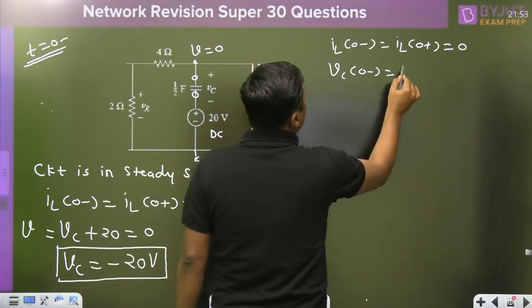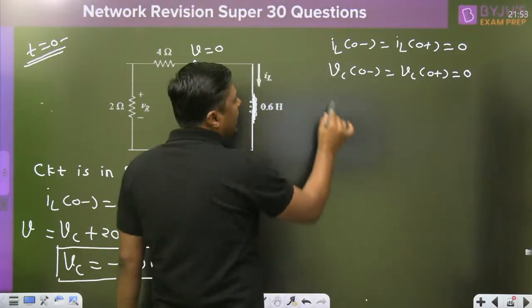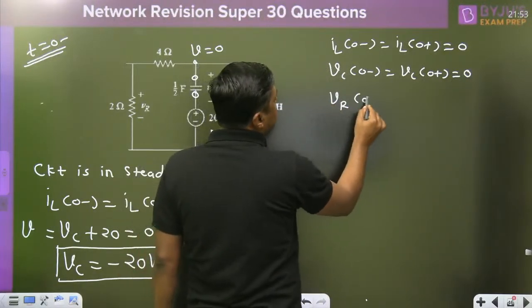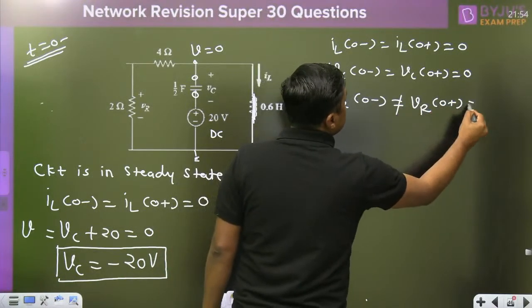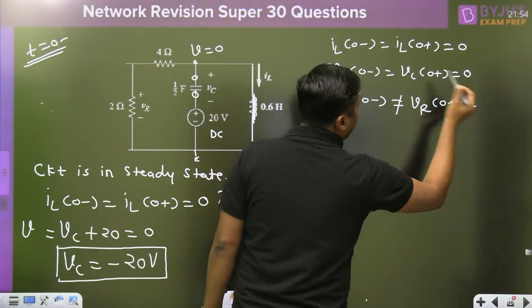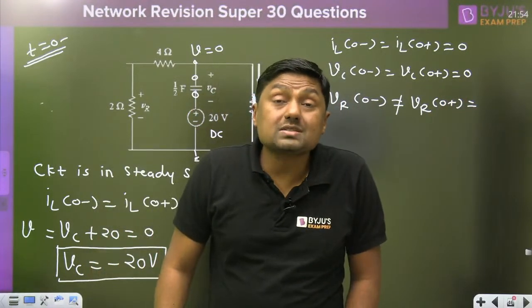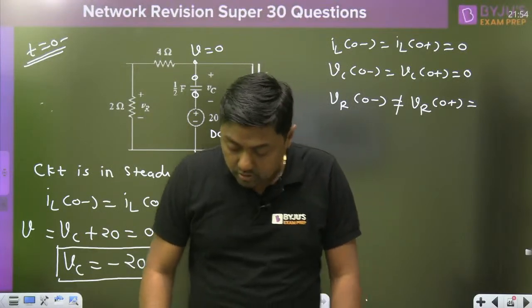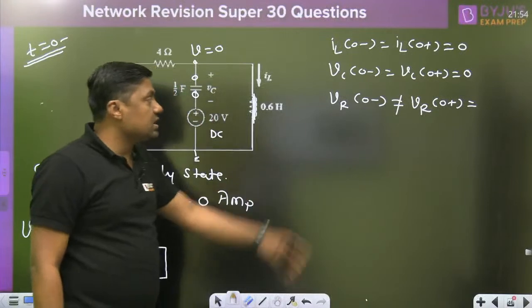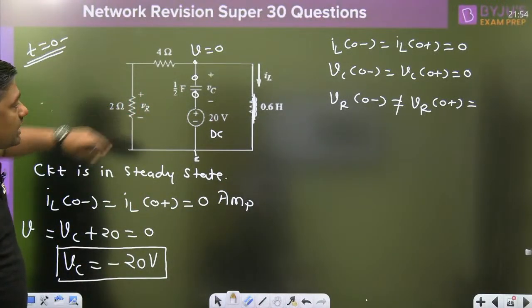VC0 negative is equal to what? VC0 positive is equal to what? 0. But we can't write this, always remember. Why? Because a resistor allows the sudden change of voltage as well as the sudden change of current. Always remember this. That's why we can't find the value of VR.